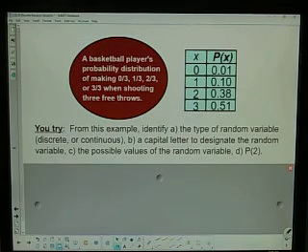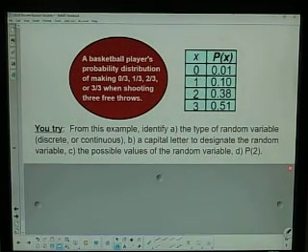All right, you try. I've already given you some of these answers, but see if you can figure this out. Pause the video and answer these questions. From this example, identify A, the type of random variable: is it discrete or continuous? B, a capital letter to designate the random variable, C, the possible values of the random variable, and then D, determine P of 2.